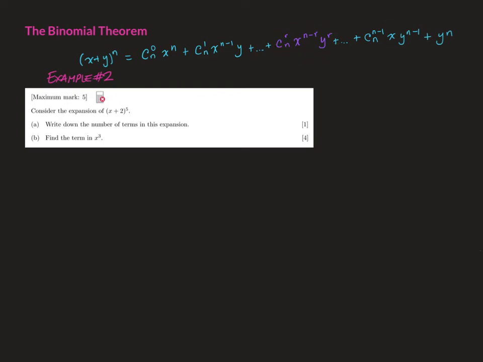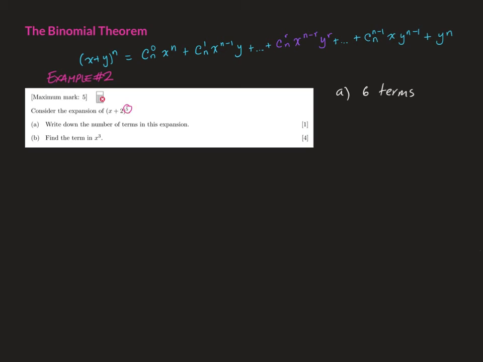Now for A, we said that polynomials are going to have n plus 1 terms. So since this polynomial has a degree of 5, or the highest power that we're going to get is 5, then we can say that this polynomial has 6 terms. There's no need to do the expansion. Just remember that the number of terms is given by the exponent plus 1.